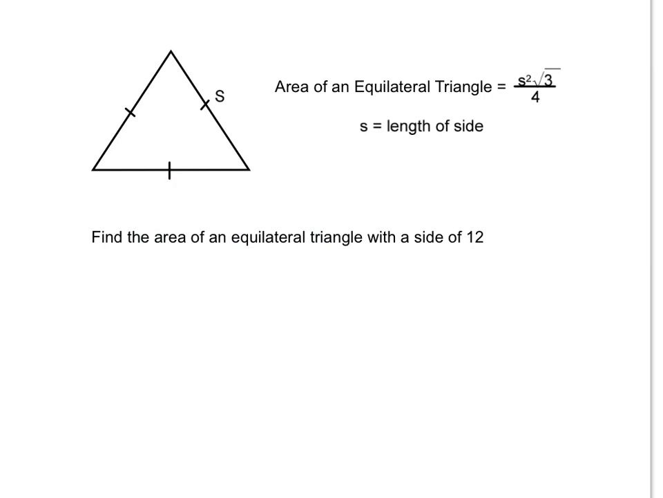Okay, I'm going to give you one more formula here. The area of an equilateral triangle is always s squared root 3 all divided by 4. S squared, where s is the length of the side, times root 3 divided by 4. You know, I'm not very big on memorizing a lot of formulas. I will derive this with you in class. It's actually pretty cool.